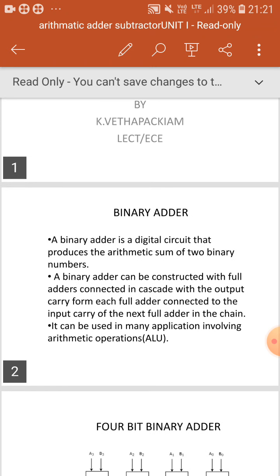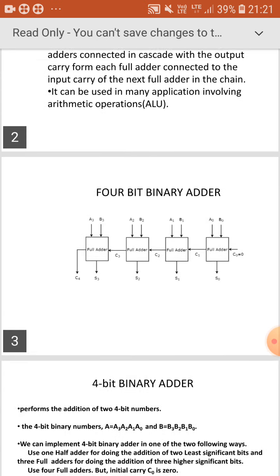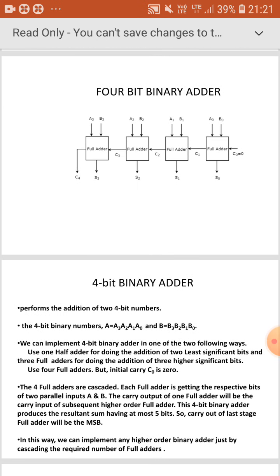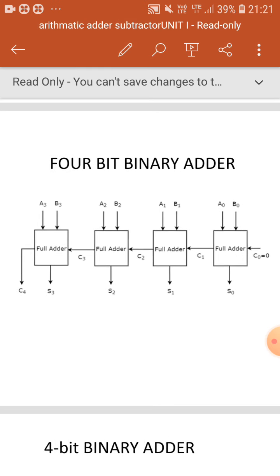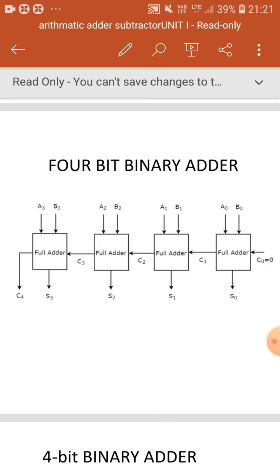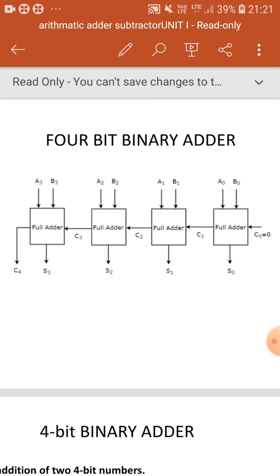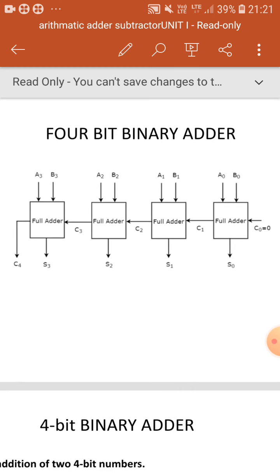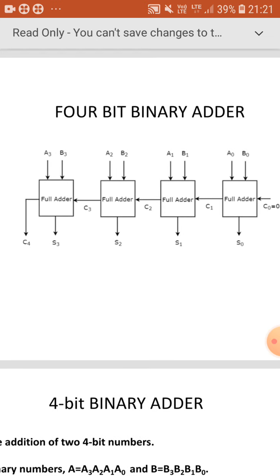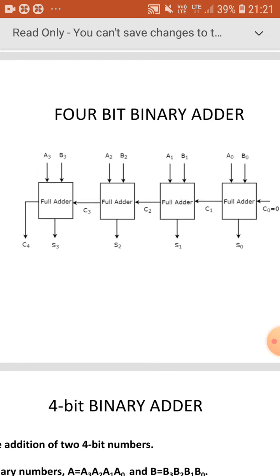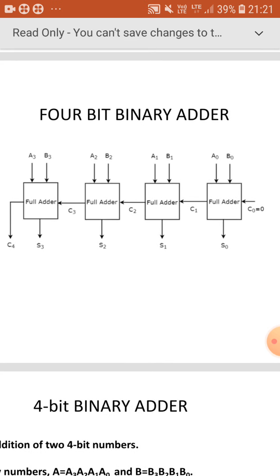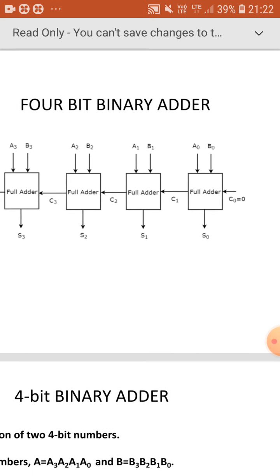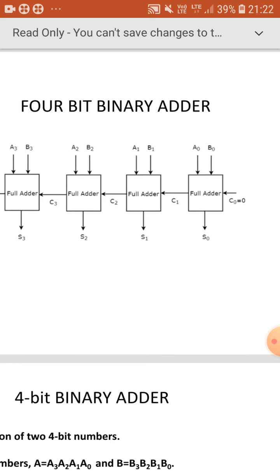Binary adder is a digital circuit used to perform binary addition. This is the block diagram for 4-bit binary adder. In this we are adding two 4-bit binary data. To construct a 4-bit binary adder, we need 4 full adders, or you can use 3 full adders and 1 half adder. To add the LSB bit, you can use a half adder or a full adder with carry 0.